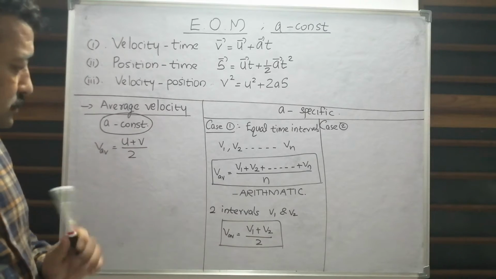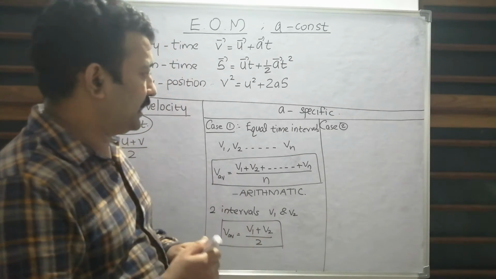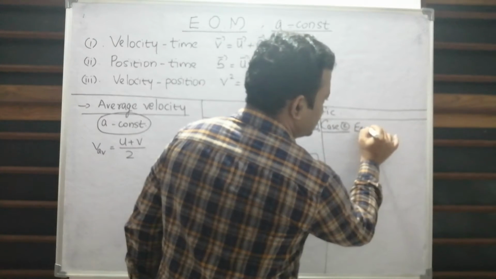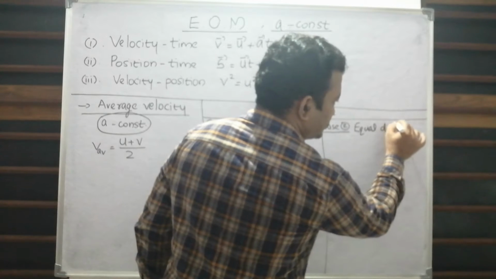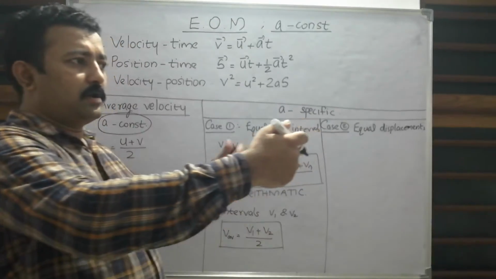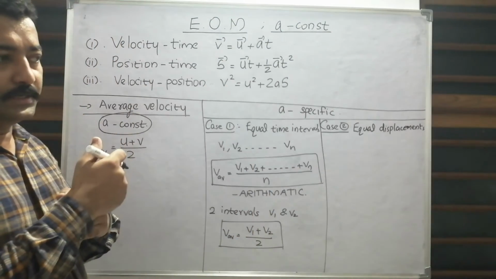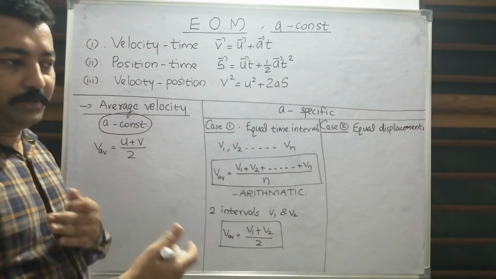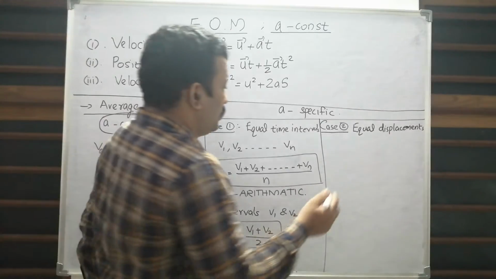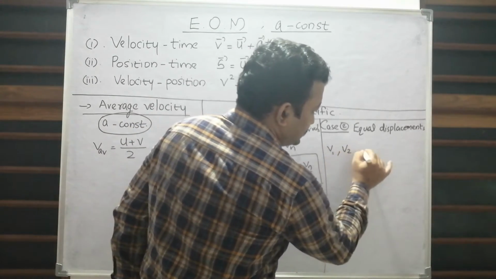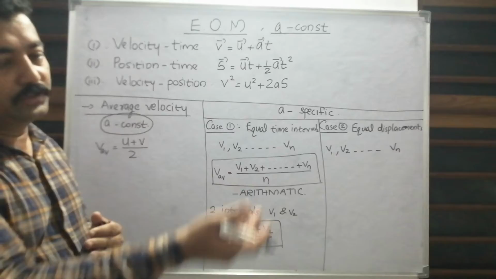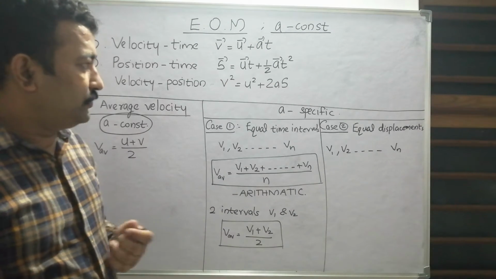In the second case, like we discussed equal time intervals, we can have equal displacements. For example, a car covers the first 100 kilometers with a particular speed and the second 100 kilometers with a different speed. We can have different velocities for that, say first half with 50 km per hour, second half with 60 km per hour. You may have to find the average velocity.